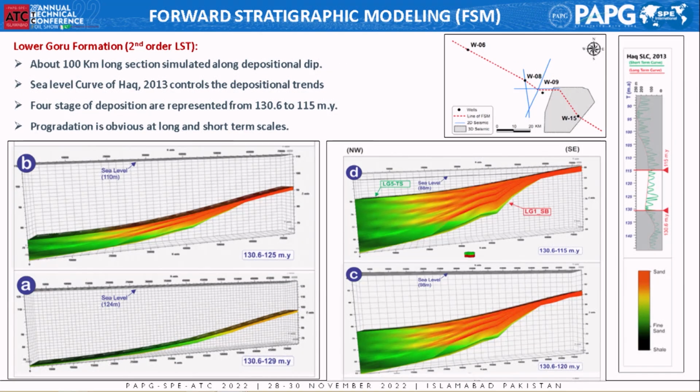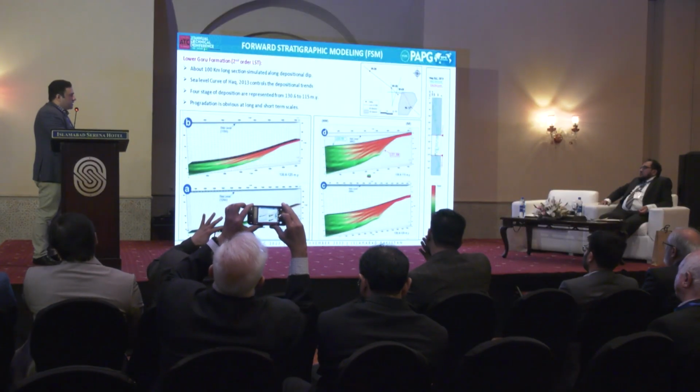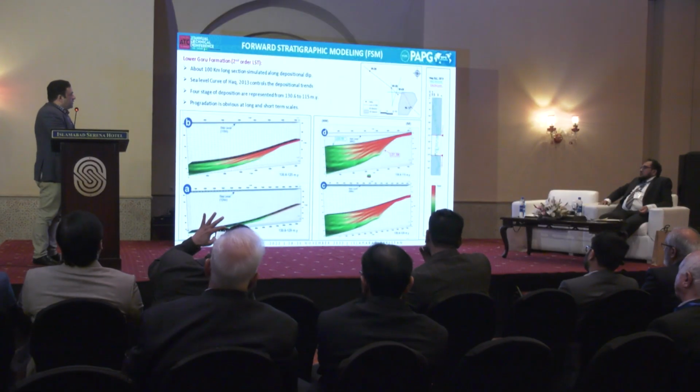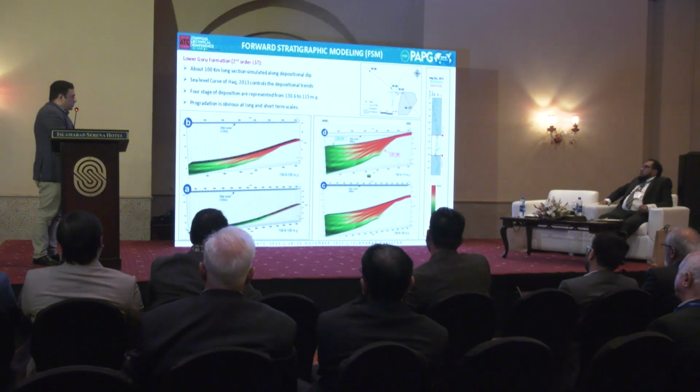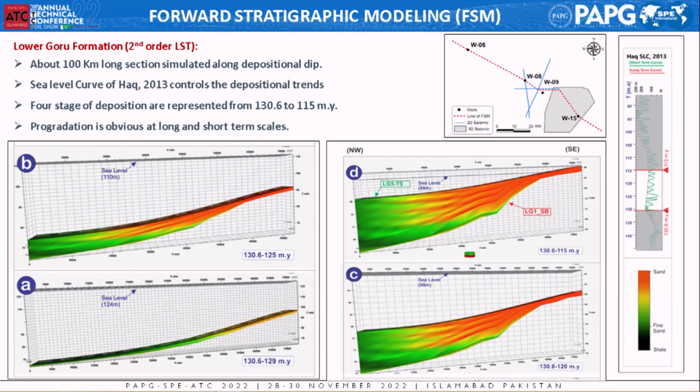So this is the simulation of the Lower Guru lowstand package, which I have discussed earlier in the slides. It was modeled between 130 to 115 million years. These 4 slides are just showing the 4 stages of the deposition. Overall, here you can see on the sea level curve, the sea level is dropping on the second order, while it is producing very nice prograding sediments in this package.